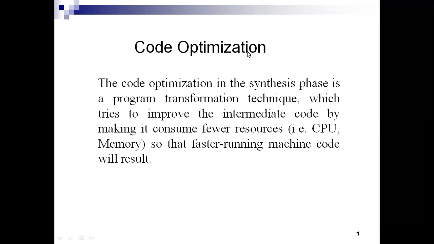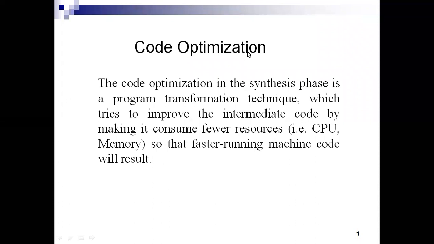And here, code optimization is the next phase after intermediate code generation. That means the first is a lexical analyzer, the second is a syntax analyzer, the third is semantic analysis, the fourth is an intermediate code generator, and the fifth is code optimization. Here we are going to learn about the fifth phase of compilation, that is code optimization.